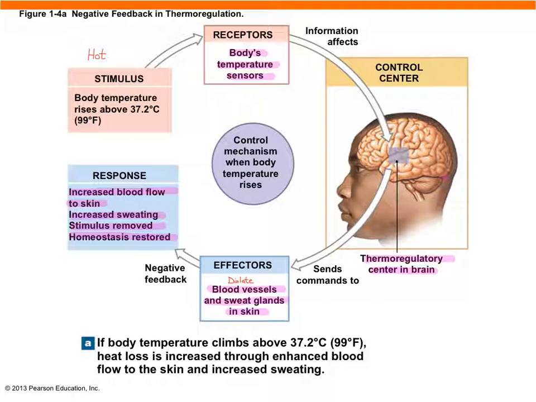That is where the information is processed. That information is sent to the effectors, the blood vessels and the sweat glands in the skin. The final response is an increased blood flow to the skin and increased sweating, and the stimulus is removed and homeostasis is restored.